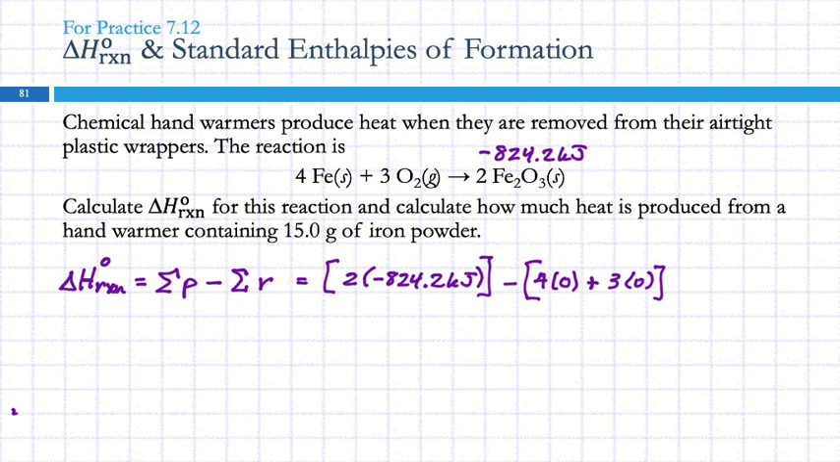So the standard heat of reaction for this then is 2 times negative 824.2, negative 1648.4 kilojoules. Now the next question, 15 grams of iron, how much energy, how much heat? The 15 grams of iron.